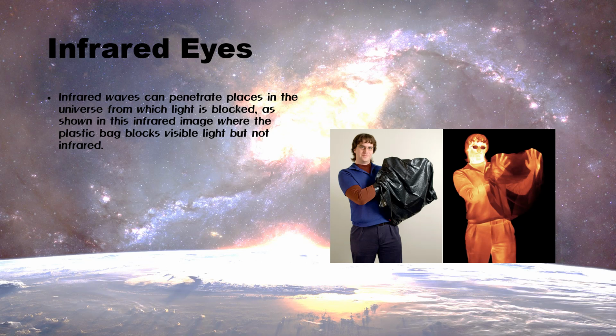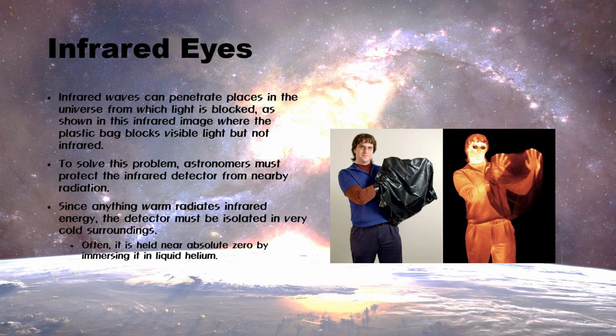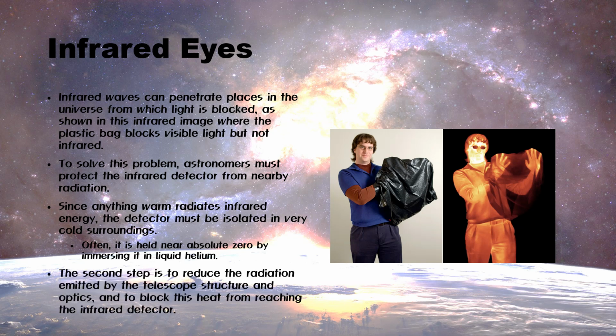Well, infrared waves can penetrate places in the universe in which light is blocked, as shown in this image, where the plastic bag blocks visible light, but it doesn't block infrared. So to solve this problem, astronomers must protect the infrared detector from nearby radiation. Since anything warm radiates infrared energy, the detector must be isolated in very cold surroundings. Often the detector is held near absolute zero by immersing it in liquid helium. The second step is to reduce the radiation emitted by the telescope structure itself and the optics, and to block this heat from reaching the infrared detector.